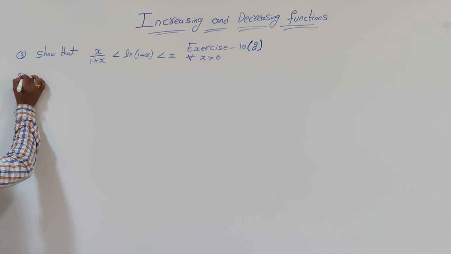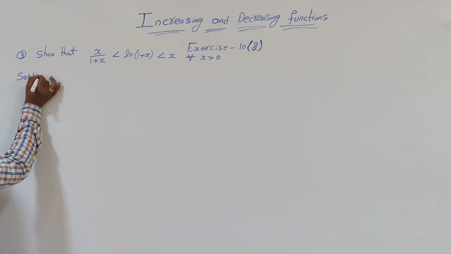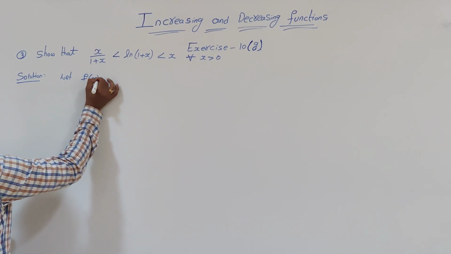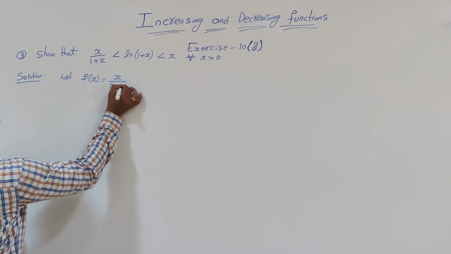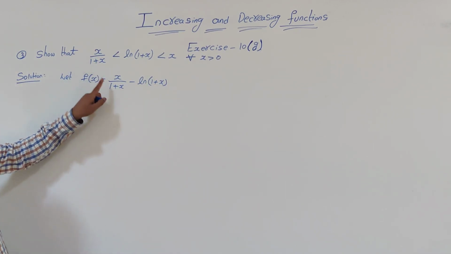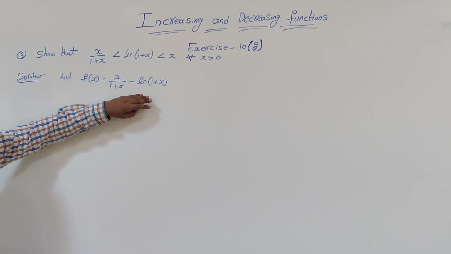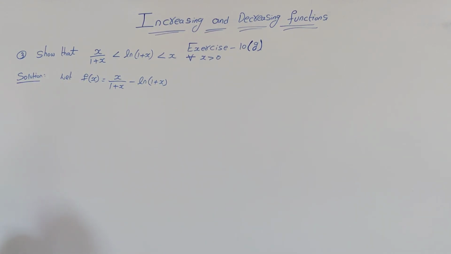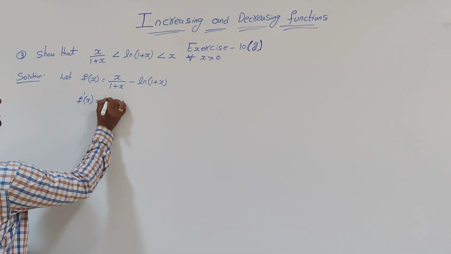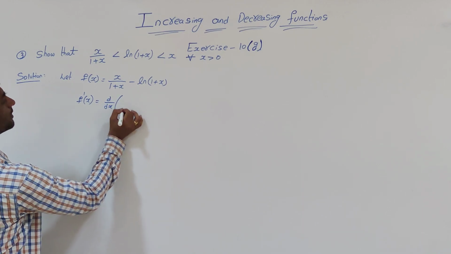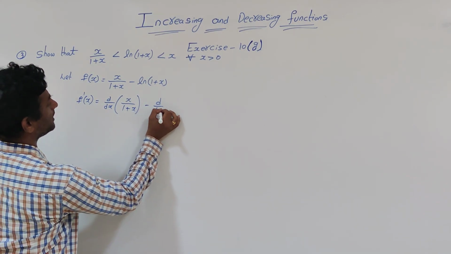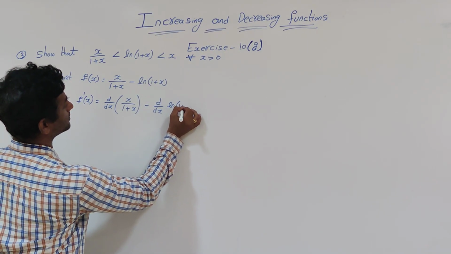So solution. Let f of x be the function x by 1 plus x minus ln of 1 plus x. Just x by 1 plus x minus ln of 1 plus x. Treat this as a function. So what is the derivative? f dash of x will be d by dx of x by 1 plus x minus d by dx of ln of 1 plus x.